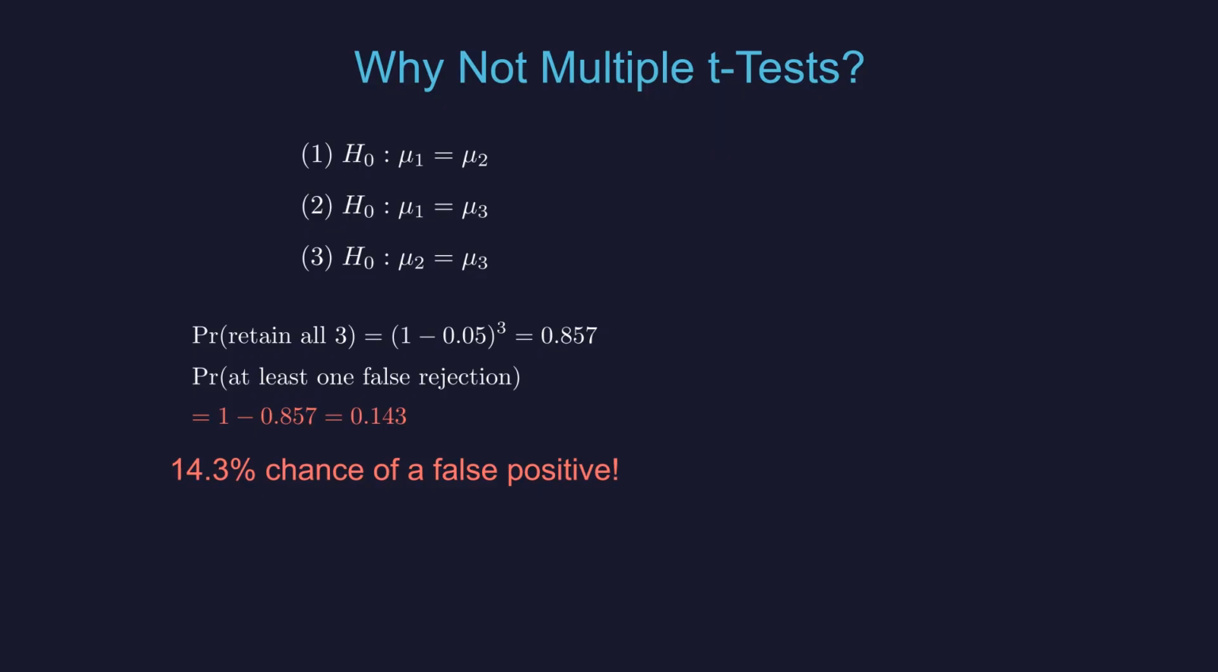0.857. That means there's a 14.3% chance of at least one false rejection. That's almost 3 times the intended error rate. This is the problem of multiple comparisons, and it's why we need ANOVA.